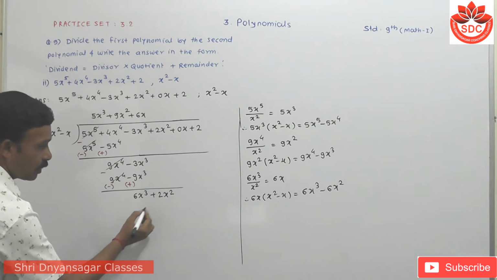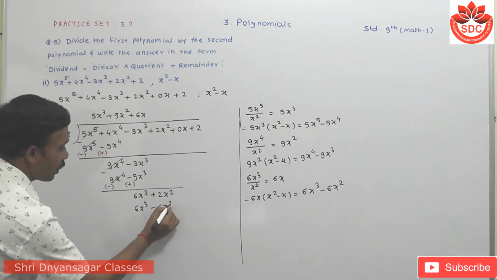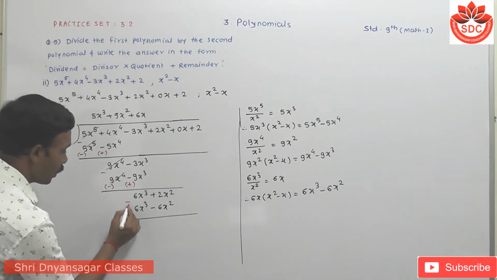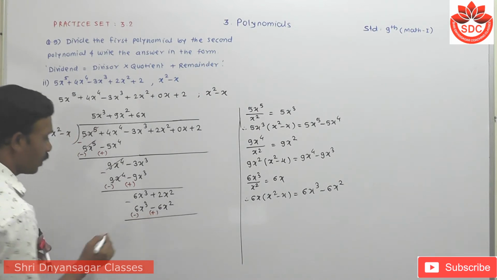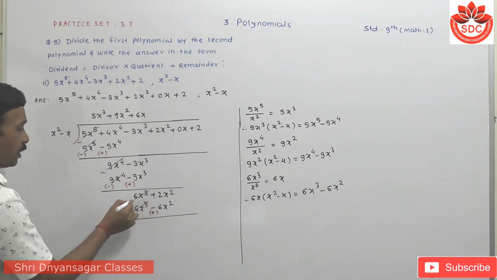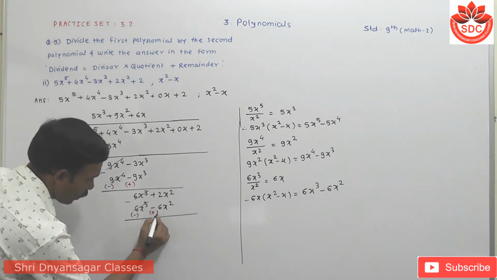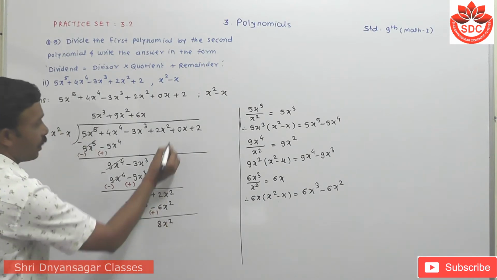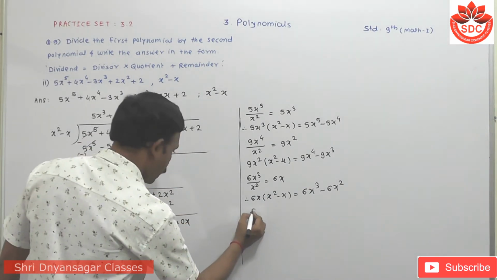We write below these terms 6x cube minus 6x square. Students, again when we subtract, the signs of the second expression change. This plus converts to minus, this minus converts to plus. Then this minus and this plus get cancelled. The remaining is plus 8x square. Then take the next term, 0x. So here is 8x square.